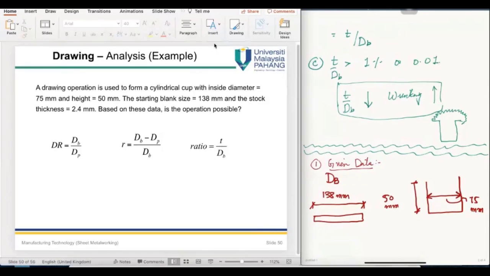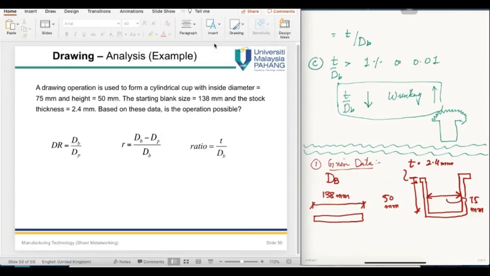And the stock thickness. Obviously this material has some thickness as well. So the thickness of the part is equal to 2.4 millimeter. Okay.